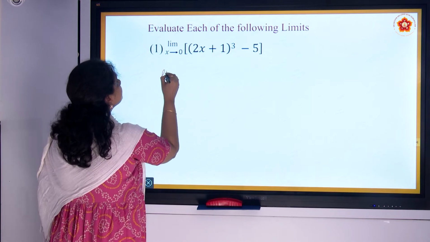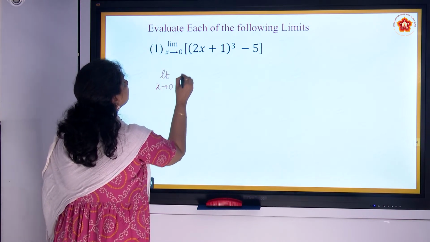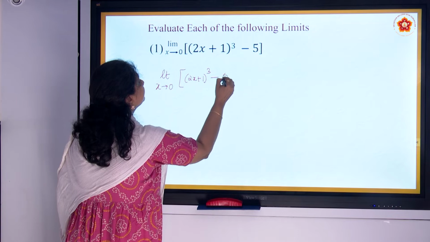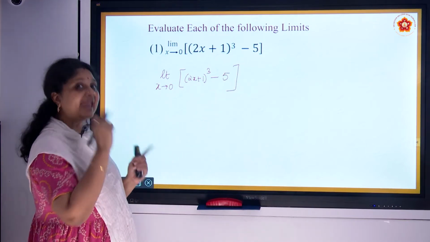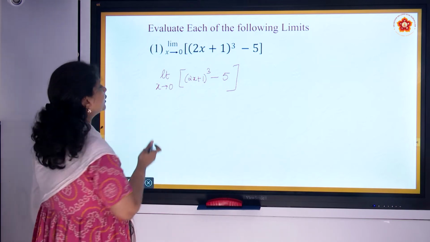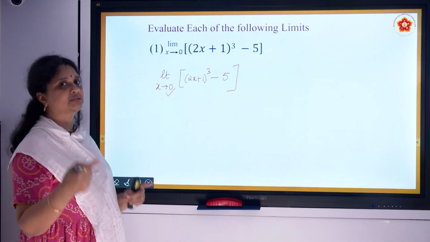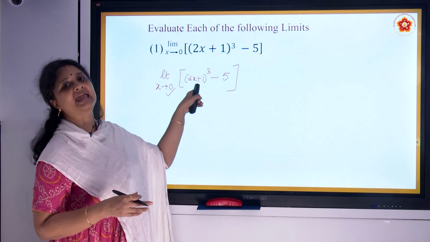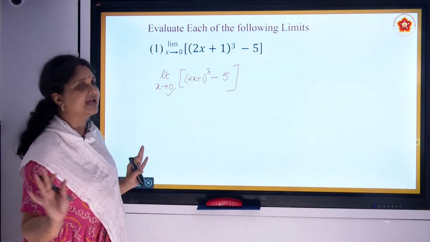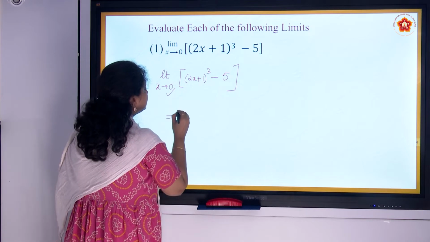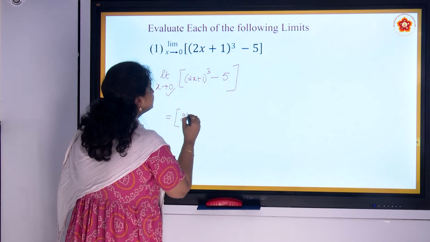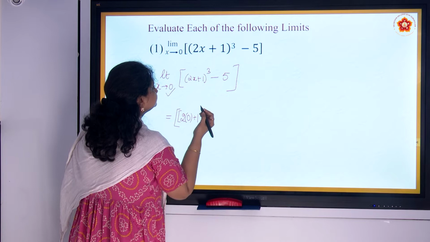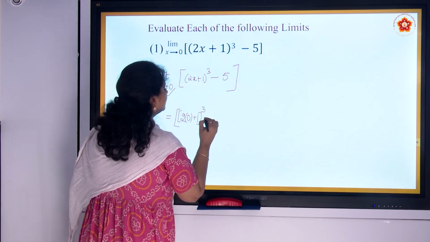So it says limit x tends to 0, (2x plus 1) the whole cube minus 5. Like how we substituted the value of h in the left hand and the right hand limits, here we are going to substitute the value that x tends to in the place of x. You just have to substitute the value that x tends to in the function to find its value. That's all. Let's quickly have a look. So, what happens here? The function becomes (2 into 0 plus 1) the whole cube minus 5.